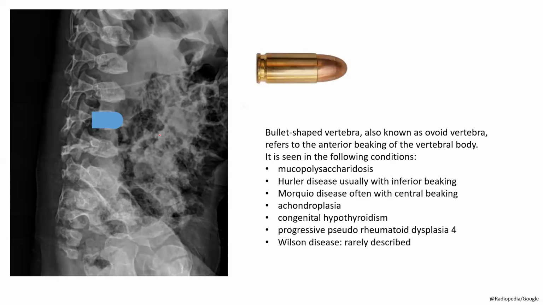What is happening in this lumbar radiograph, lateral view? You can see central beaking of the vertebral body giving a bullet appearance. So this is bullet-shaped vertebra. It is because of anterior beaking, and it is seen in mucopolysaccharidosis, Hurler disease, Morquio disease, achondroplasia, and multiple other conditions.